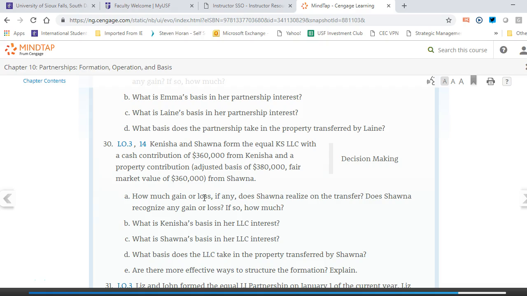Letter E, are there more effective ways to construct the formation? You should probably recognize that, yeah, there should be. A better, more efficient result would be for Shauna to simply sell the property to somebody else, somebody unrelated, an outside third party. Realize the $20,000 loss, contribute the $360 to the partnership. That way both just simply contribute cash to the partnership. And then she gets to realize that loss on her own personal return. So that would be important also. So she can look at it from that perspective and go, that would be better off. So that kind of goes back to the same thing we did in forming corporations, the Schedule C stuff that we did earlier.